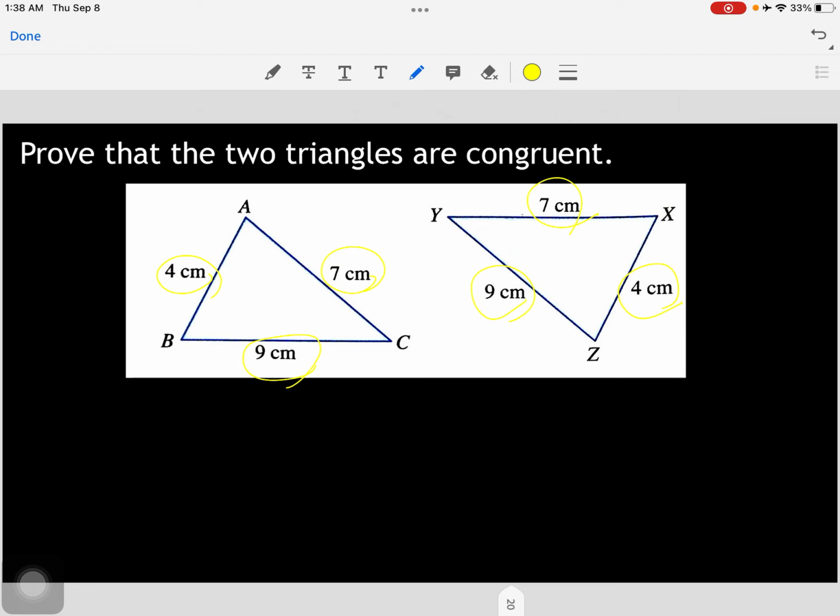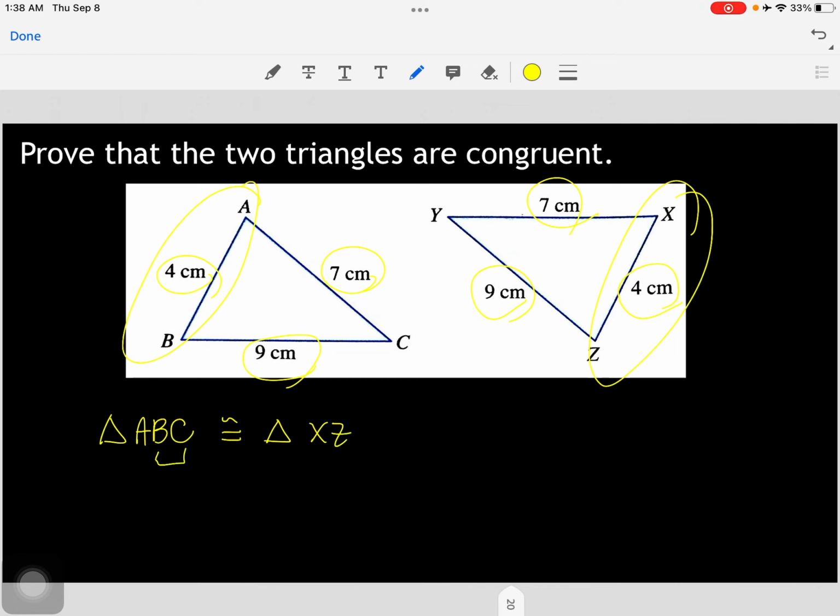So let's take a look at writing the congruent statement. If we write it as triangle ABC, again, I just want to write them in alphabetical order. So here, we know that AB is equal to 4. In our second triangle, you look for the side that is also equal to 4 cm, and that is side XZ. So we write it as XZ.